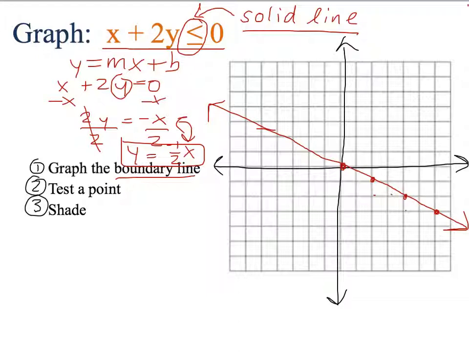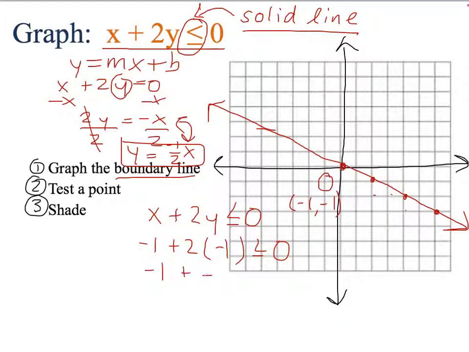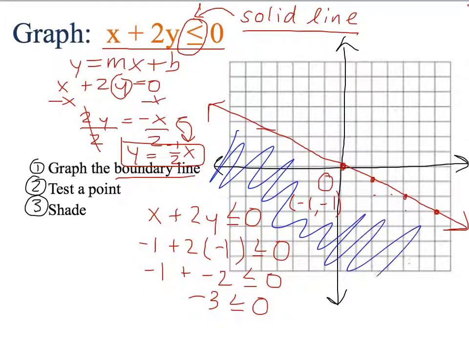So now we're going to go ahead and test a point. I'm just going to choose any random point. So I'm going to try negative 1, negative 1. We're going to go with our original inequality, x plus 2y less than or equal to 0, and substitute that point in. So we have negative 1 plus 2 times negative 1 is less than or equal to 0. So we have negative 1 plus negative 2 is less than or equal to 0. Negative 3 is less than or equal to 0. So I'm going to guess that we're going to shade this side over here. So far that appears to be true.